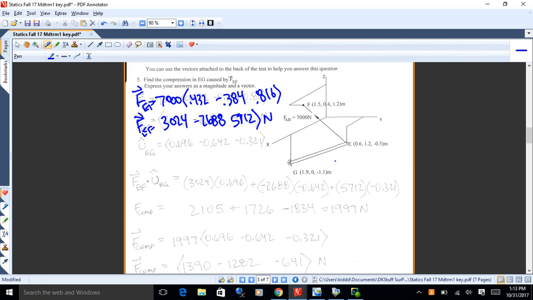And that's newtons. Okay, then you need the unit vector for the line you're projecting onto. Now that's EG, so the unit vector for that is 0.696, negative 0.642, and negative 0.321. Okay.